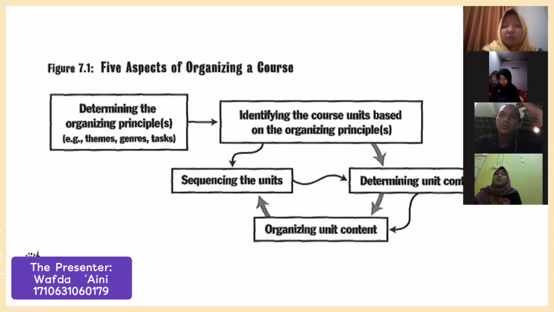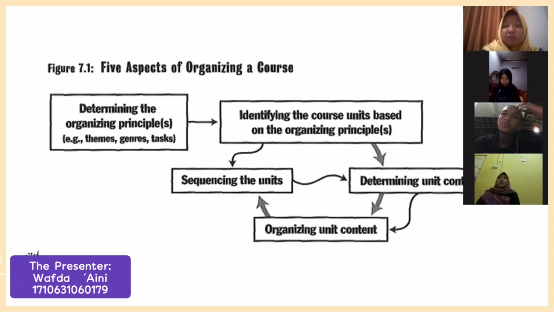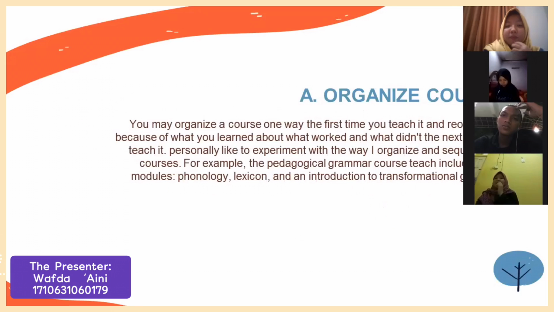Okay, so these are the five aspects of organizing a course. They are determining the core organizing principles, and then identifying the course units based on the organizing principles, and then determining unit content, organizing unit content, and sequencing the units. Next slide.